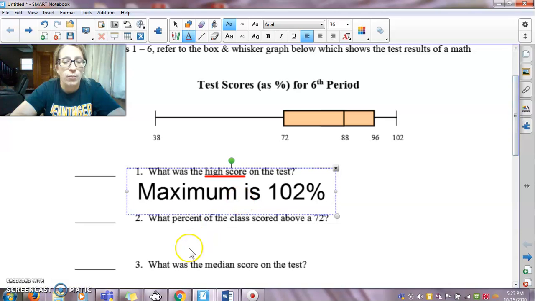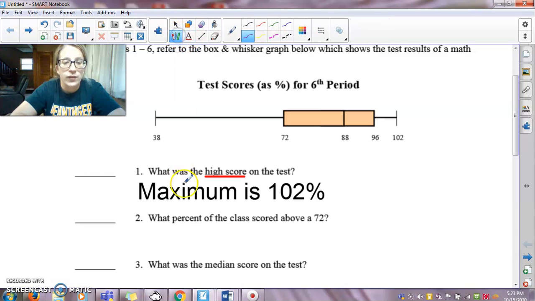Moving on down to question number 2. What percent of the class scored above a 72? Now, this word right here, percent, is actually quite important to us, because if I look at the box and whisker right now, you're going to notice there are no percents. And you're going to think, well, how am I supposed to answer this question? So think of it in the sense of this entire picture represents 100% of my data.